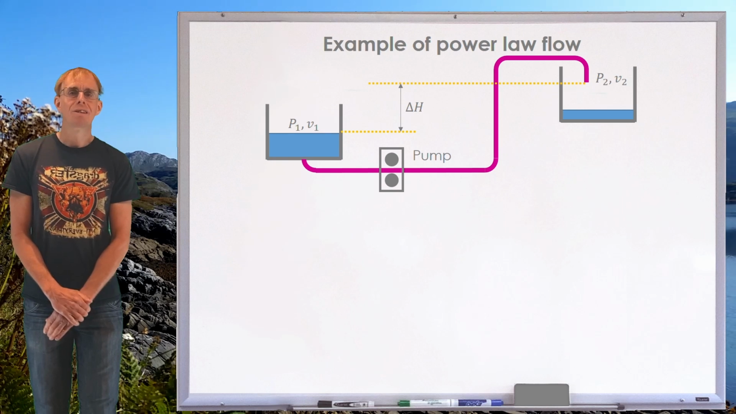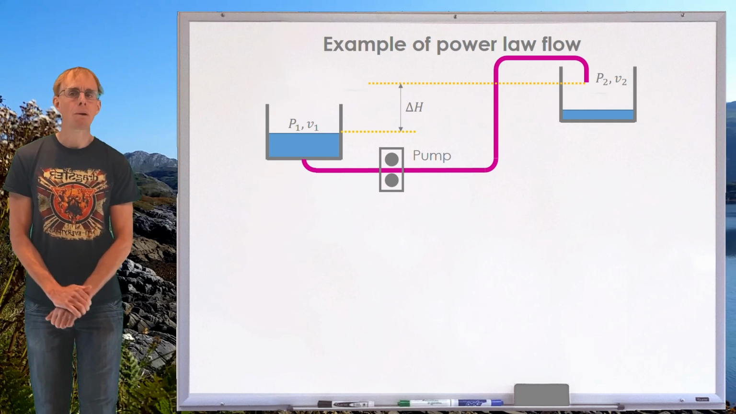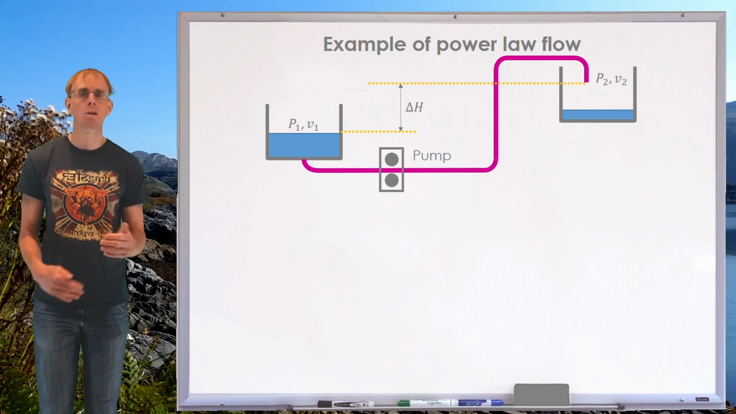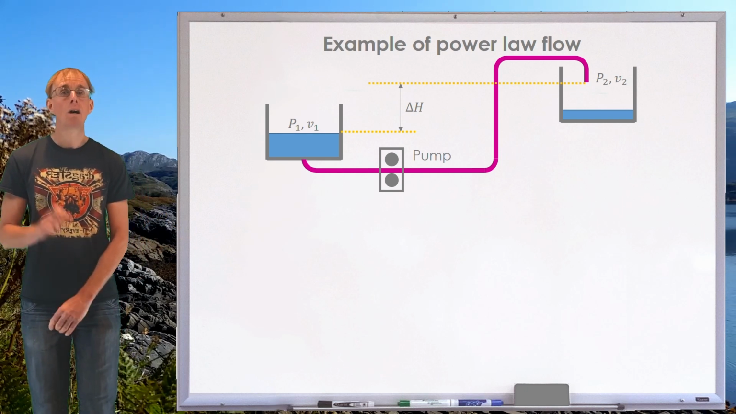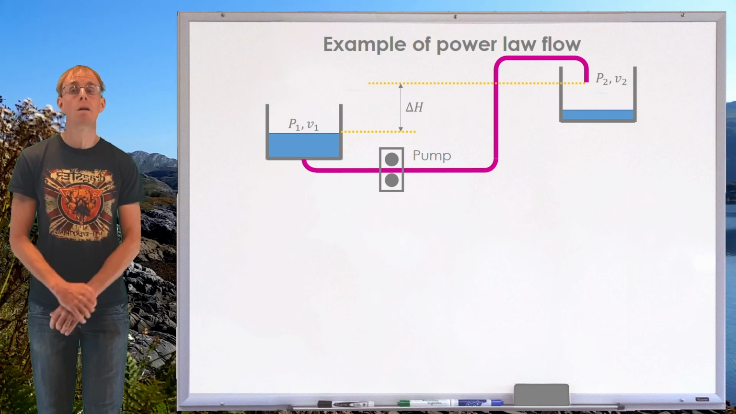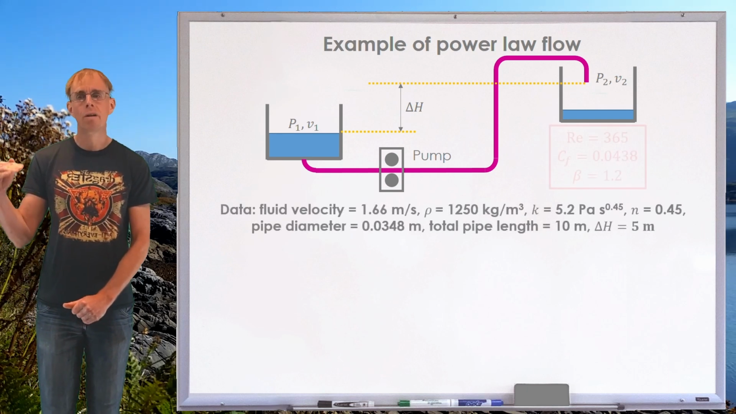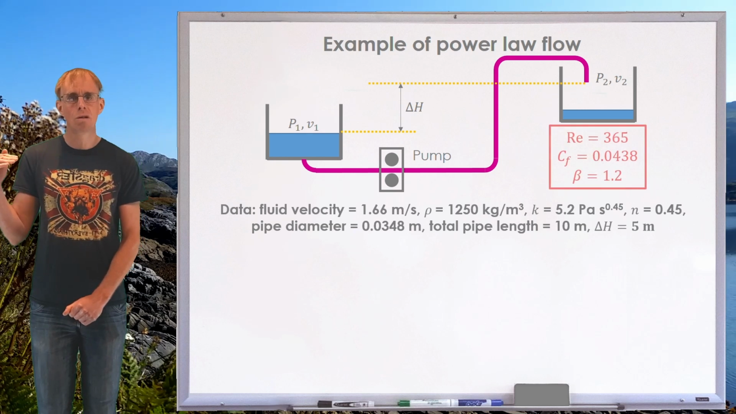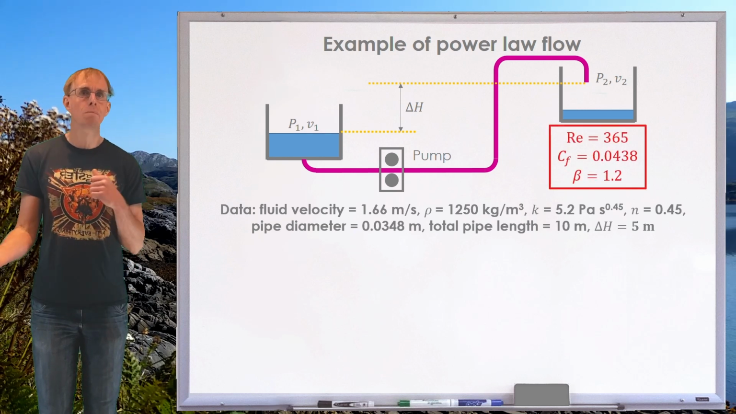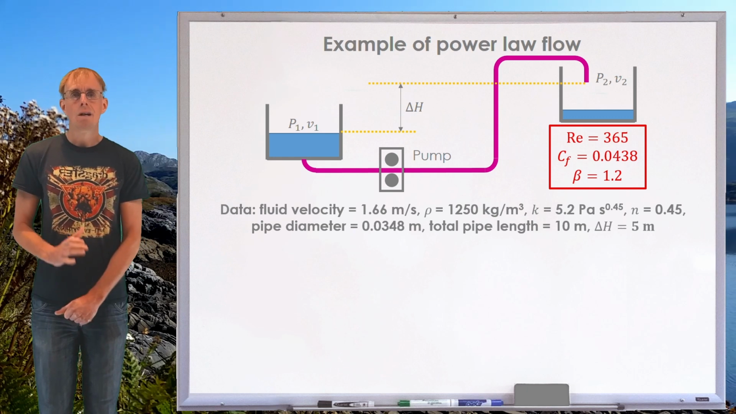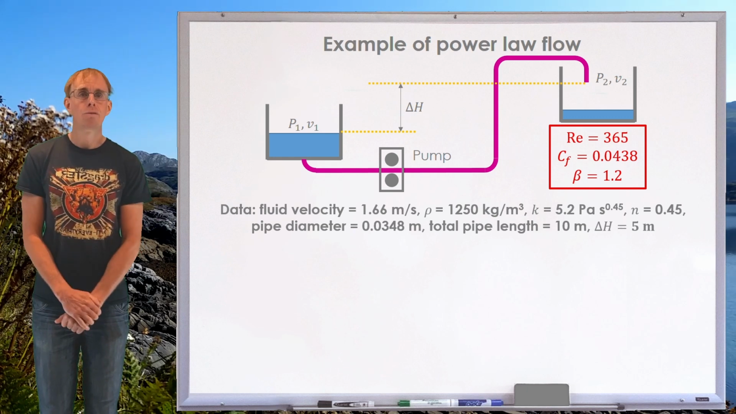Let's have a look at the same example now with a power law fluid. We've got the same system configuration. We've still got 2 reservoirs and an elevation change of 5 meters. We're still taking that same streamline from point 1 to point 2, so it's far enough back into point 1 where we can assume the velocity is 0, and we're assuming that P1 and P2 are equal pressure. They're both atmospheric pressure.